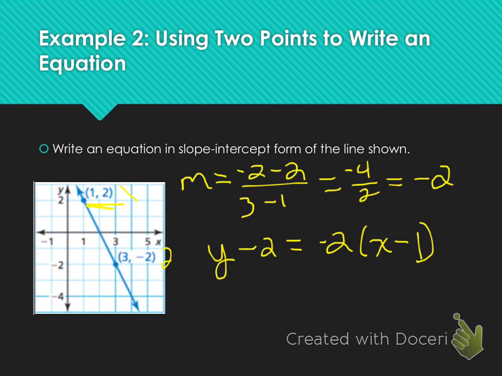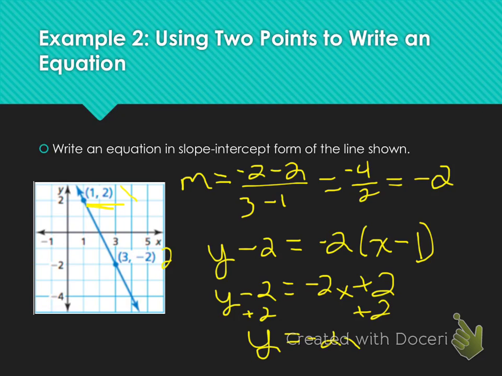I could go ahead and distribute and simplify and put it in slope-intercept form, because I could do y minus 2 equals negative 2x plus 2. Add 2 to both sides. And we'll get y equals negative 2x plus 4. It's now written in slope-intercept form. And it really wouldn't matter which point I used, I would still end up with the same equation.